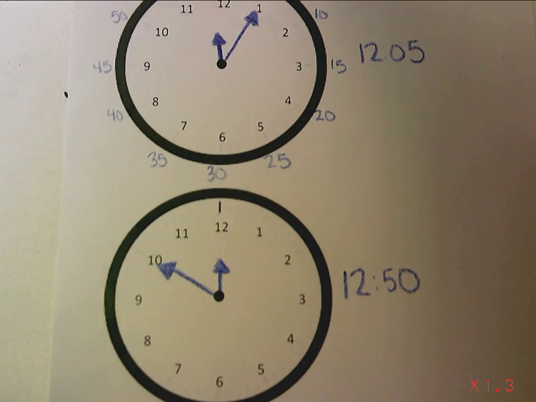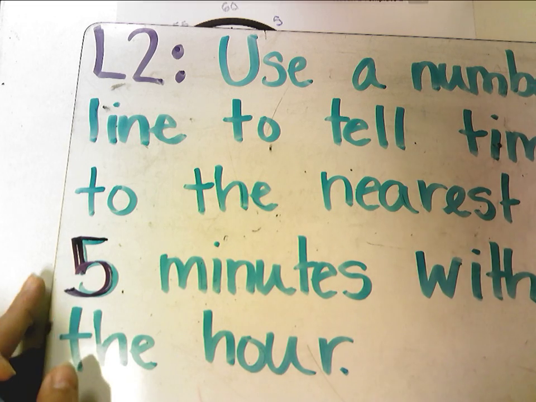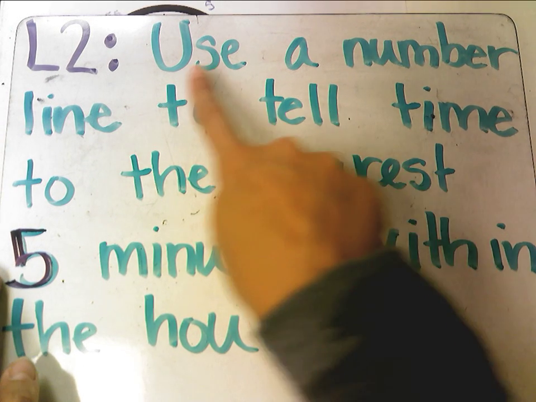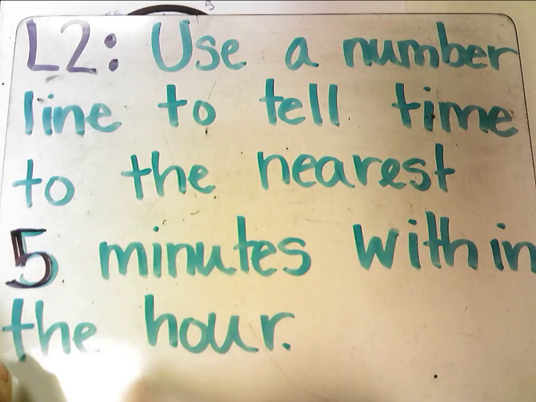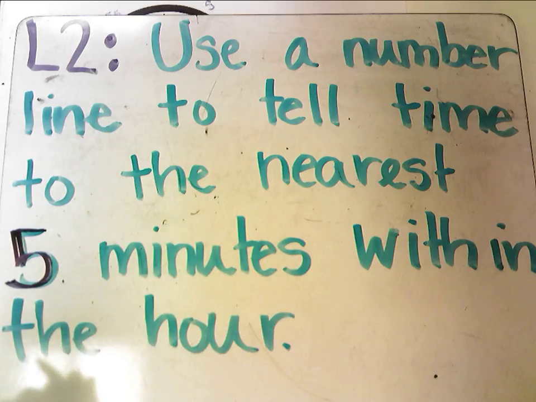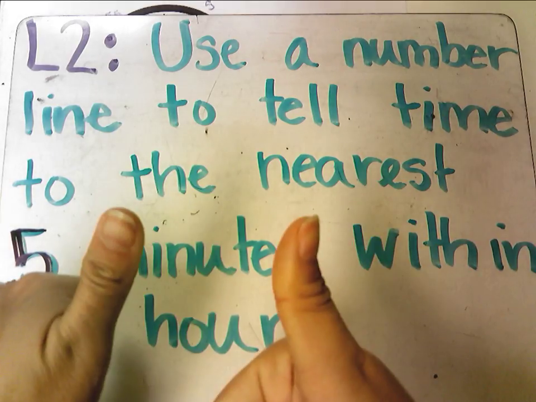Okay, friends, you should be just about ready for your problem set. Your problem set is the same learning target as our YouTube practice today. So when you go to your problem set, you will use the number line to tell time to the nearest 5 minutes within the hour. Feel free to use your multiplication charts to support you with your 5-minute intervals. And we are doing lesson 2 problem set today. You will have 10 minutes by yourself or with a partner to practice your problem set. So good luck.